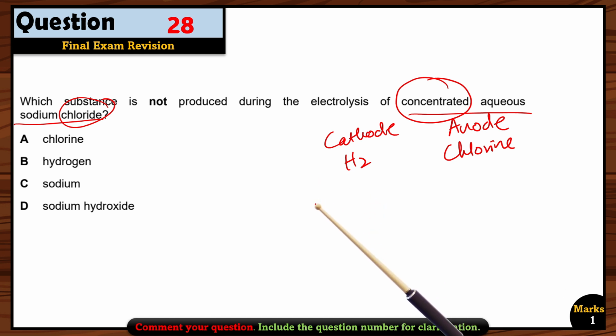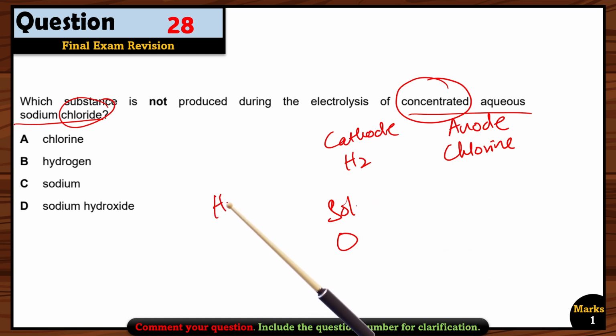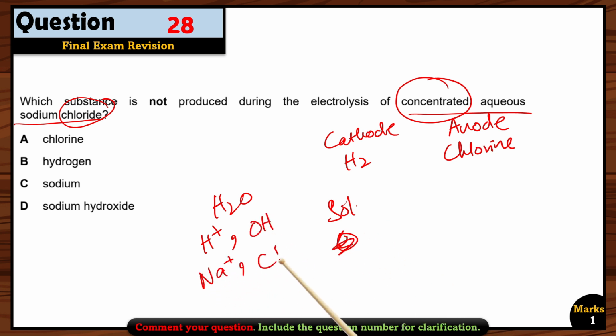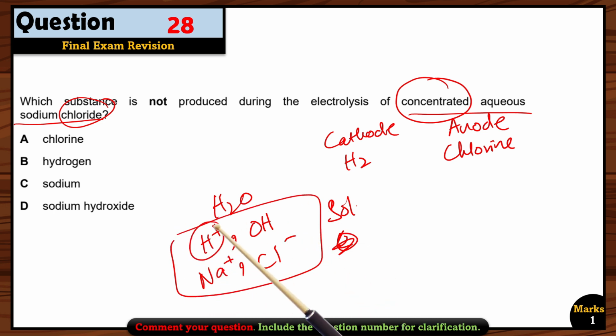Now, what are you left with in the solution? From water, H2O, there will be positive ions, and then you are left with OH, right? And then we have sodium and chloride ions in the electrolyte. So this one is already here. This one is already here.